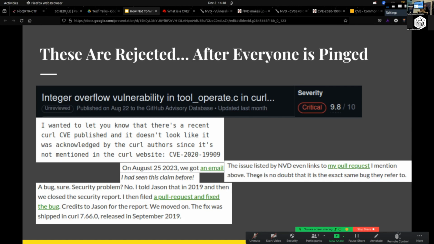So let me see. What did I say in my notes? Someone submitted a random curl bug from 2019 as a vulnerability in 2023, and nobody checked it. Nobody cross-referenced it. No one checked to see if it was an actual vulnerability. That's all I have to say. This, put simply, is a clear oversight in the CNA authorities and in NVD themselves.